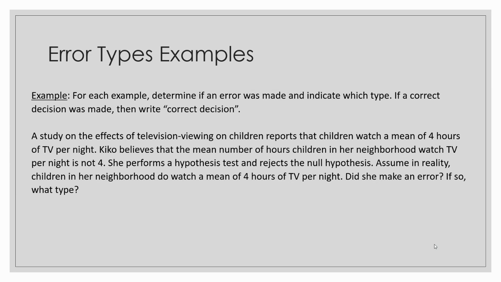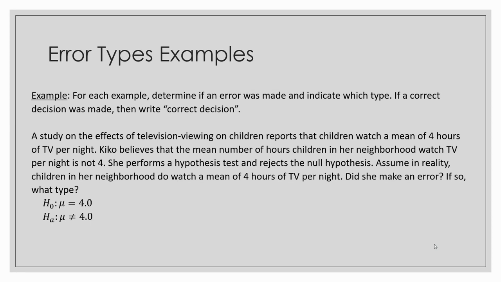Okay, in this particular example, we are once again dealing with averages. So we're looking at mu here. And you'll notice that this is a two-tailed test because Kiko believes that the number of hours kids are watching TV per night is not 4. So that means it's not equal to 4.